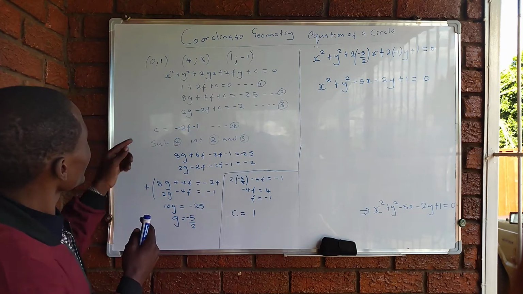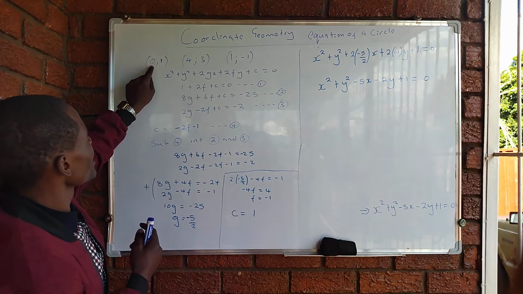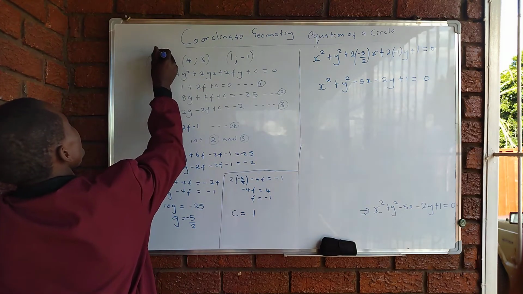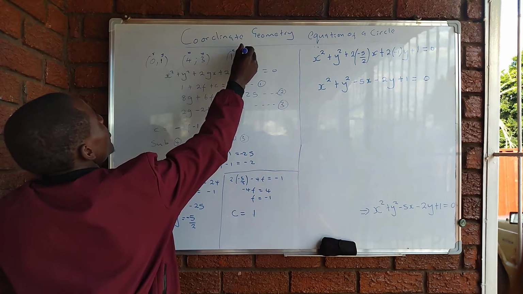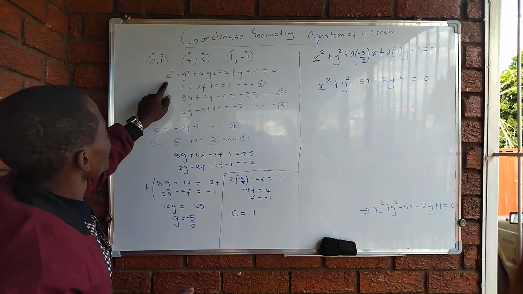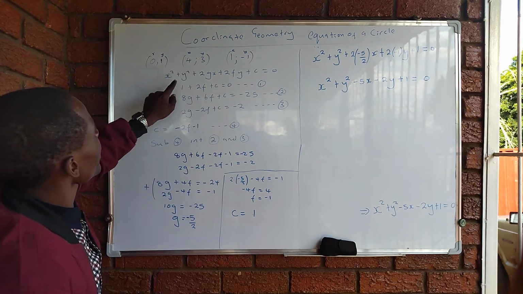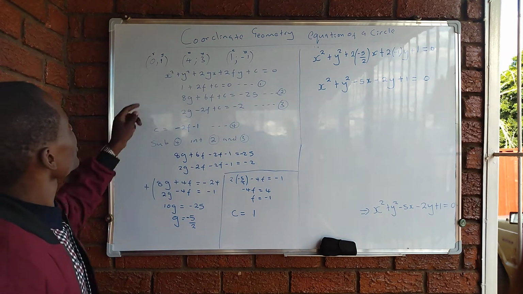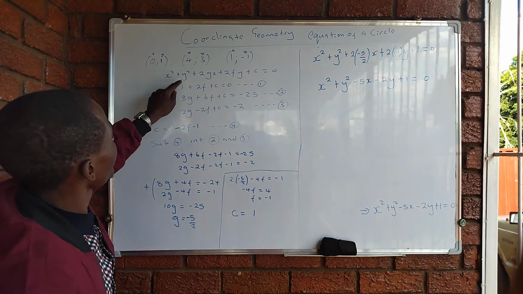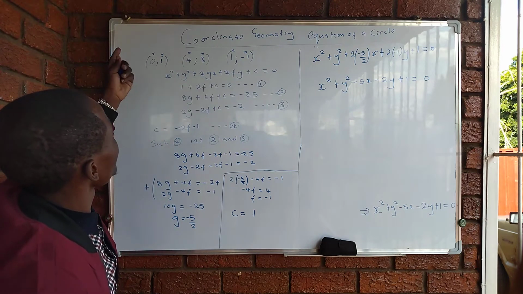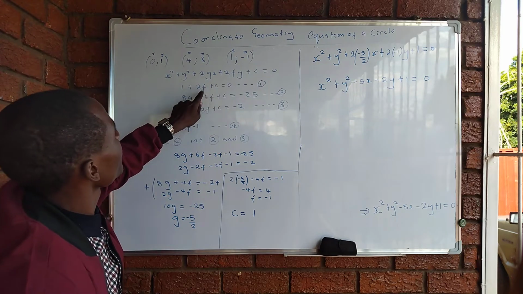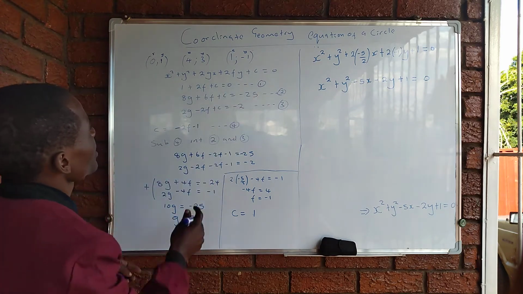Saka zvekutanga tichasubstitute point. This is point x and y. So tichasubstitute pese pana x tichisa x uyu, pese pana y tichisa y uyu, tiwana equation 1. So tikaisa 0 apa inobvaita 0, tikaisa 1 apa inobvaita 1 plus tikaisa 0 pana g apa, pana x apa inobvaita 0. Saka tosara apa pana 2f plus c is equals to 1 is equals to 0, which is equation 1.